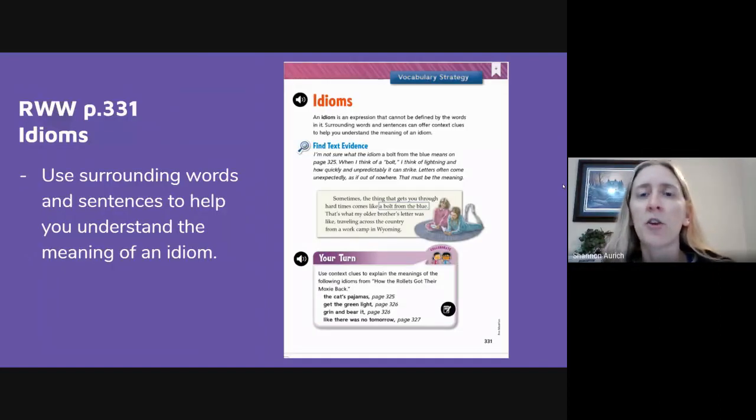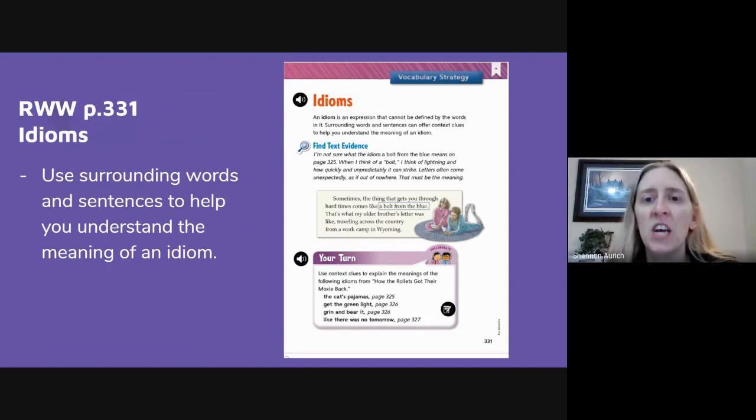All right, then your third page that you're going to read in your Reader-Writer Workshop book is page 331 about idioms. Idioms are kind of fun. Idioms are also challenging. I work with exchange students from around the world, and when they come here, they are learning English. And idioms are kind of tricky because idioms cannot be taken for their literal definitional meaning. You have to use the words and sentences around them to know what they mean. So surrounding words and sentences can help you understand an idiom.